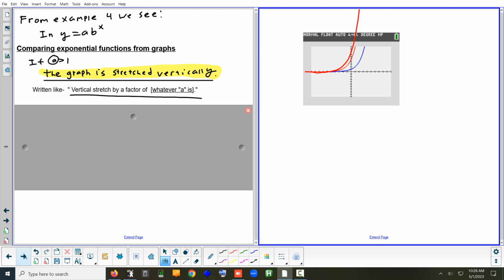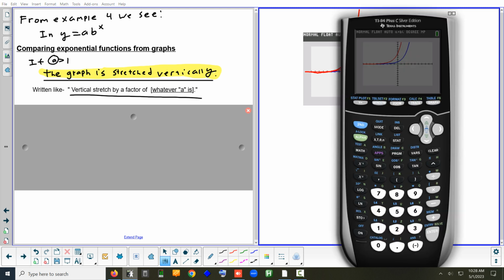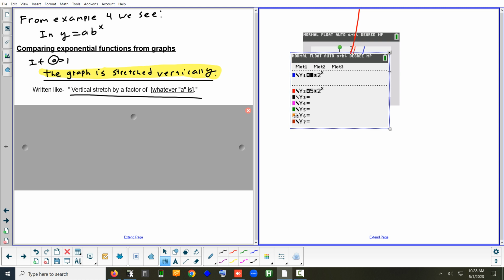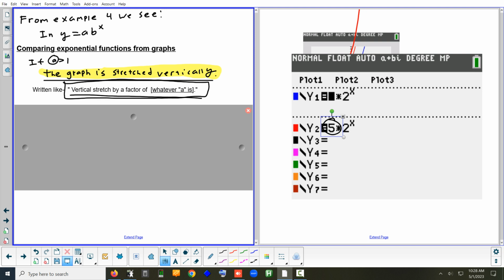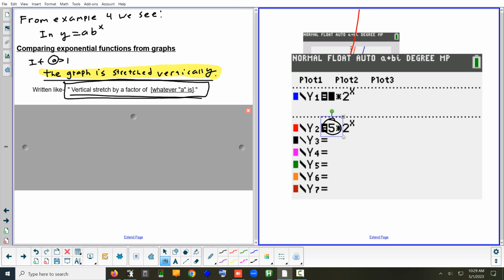So if I was doing the problem that I just did right here, I would say that that second one I drew was a vertical stretch by a factor of 5. So it's always vertical stretch by, and you put the number that's in front. And that's it. This is the answer to the problem. You don't have to write a formula. You don't have to draw a picture. You have to write the sentence: vertical stretch by a factor of, and then write down the number that you stretched it by.